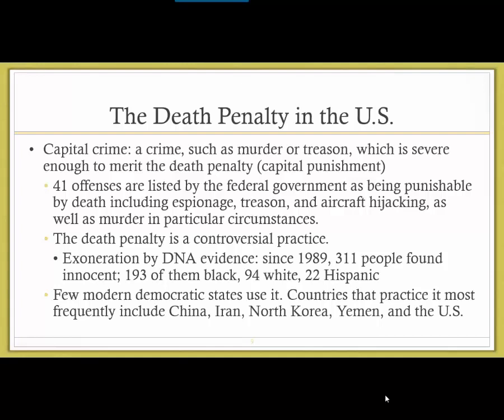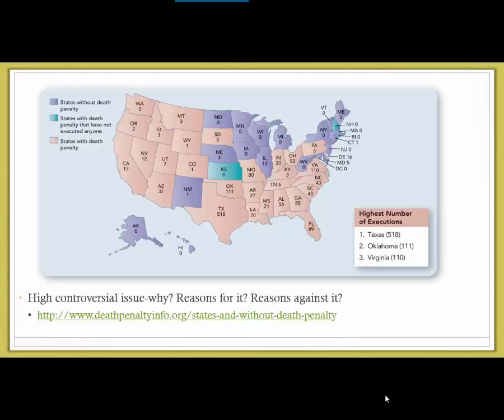And in the context of all this controversy, it's just worth noting that a lot of countries don't use it. Very few democratic states use capital punishment, and the ones that do use it extremely infrequently. The countries that practice it the most frequently include, besides the United States, China, Iran, North Korea, and Yemen. Not exactly the greatest company we're keeping there, and it's worth noting for the states that have it.